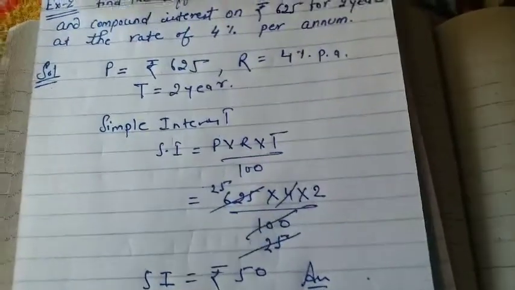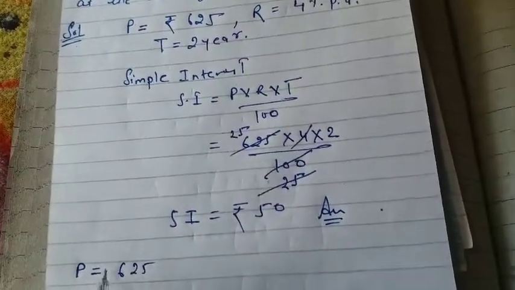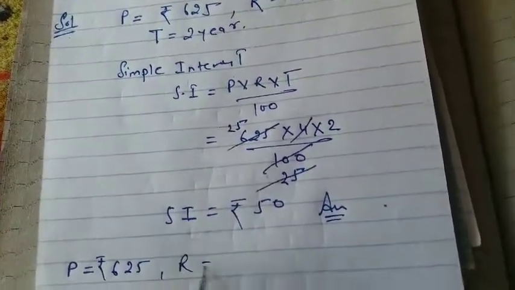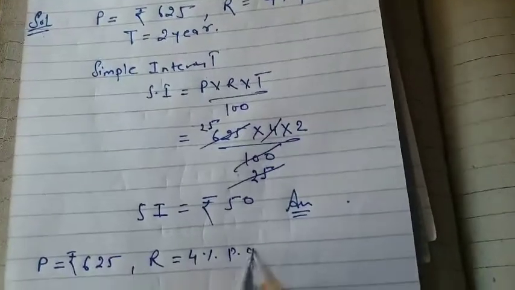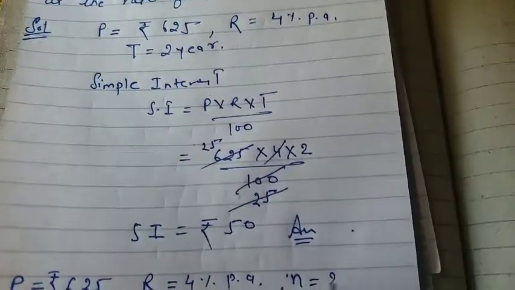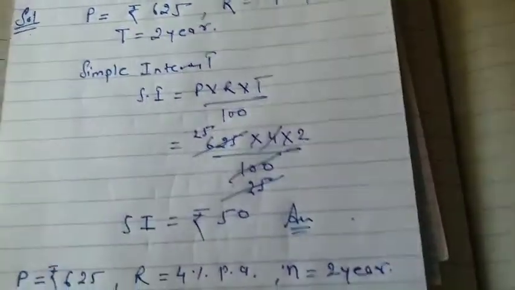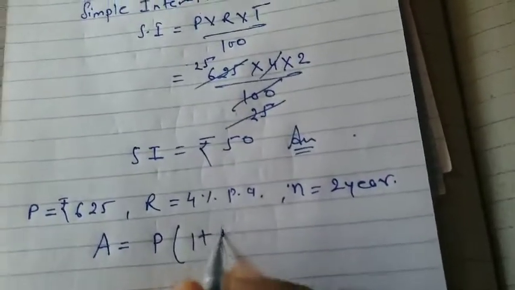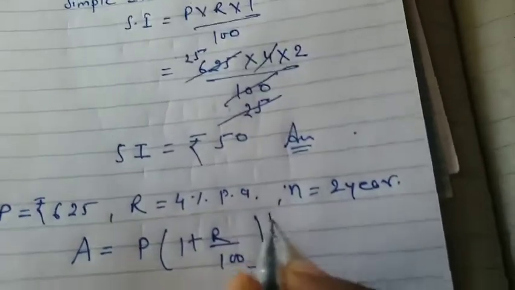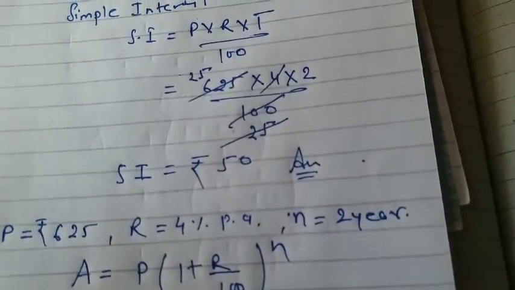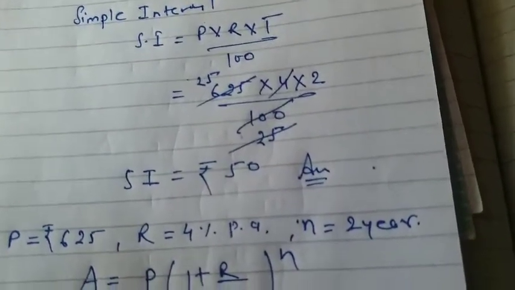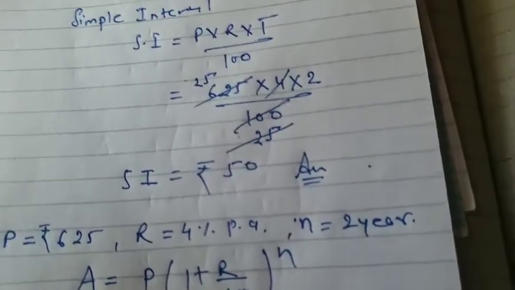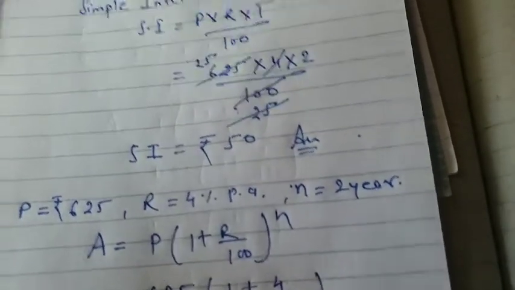And in the second case, we calculate the CI. Before calculating the CI, P equals 625, R equals 4% per annum, and N equals 2 years. Now first we calculate the amount, by using the formula A equals P (1 + R/100) power N, equals 625 into (1 + 4/100) power 2.